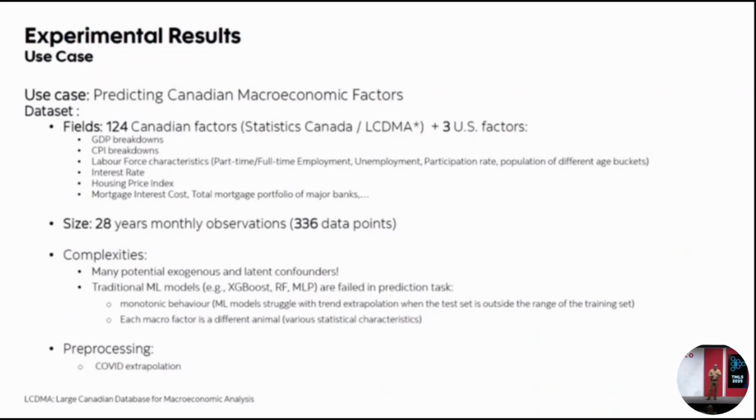We use this dataset on purpose because of the complexities and challenges behind it. First of all, this data comes from economics and finance, so we have a lot of exogenous and latent variables that we cannot capture. Traditional ML models cannot predict this dataset perfectly because of non-monotonic behavior between many variables. That means ML models struggle with trend extrapolation when the test set is outside the range of the training set. That's a complexity behind this. And each macro factor in the causal network is a different animal because it has completely different statistical characteristics. So we did some preprocessing, like COVID extrapolation, to remove the shock of COVID from the data.